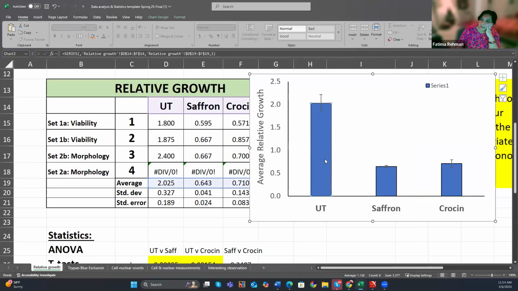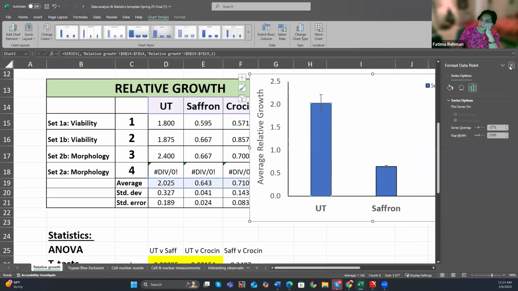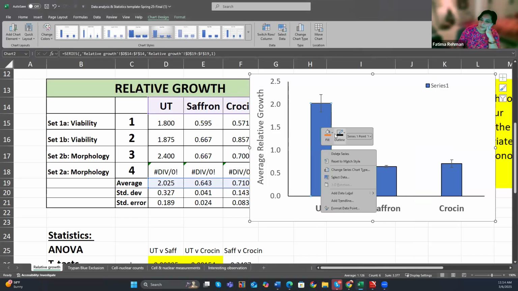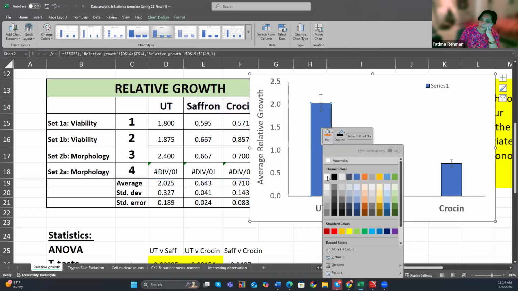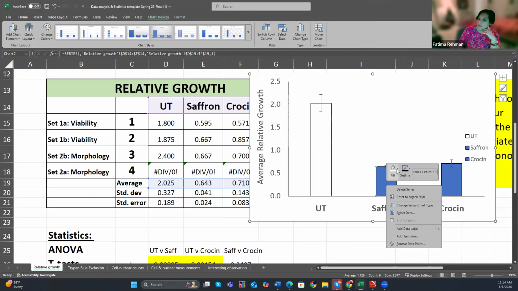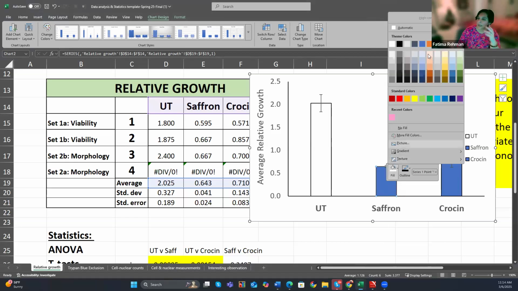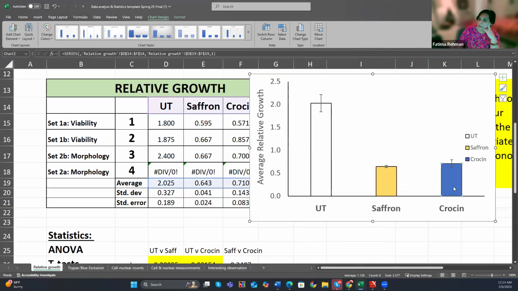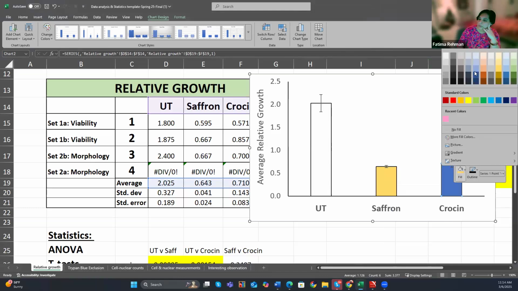Then you double click until you just have that first bar selected, and you change the fill color. For your untreated, you want to keep an unobtrusive color, something that doesn't really bring it out too much. That's not our focus. Our focus is these other treatments. So I clicked on the saffron now, and I'm going to choose the color for that. And then I'm going to choose the color for crocin.